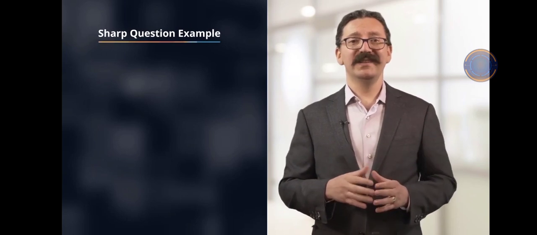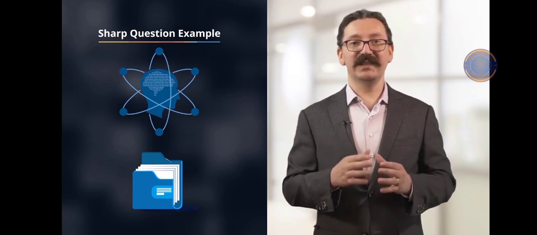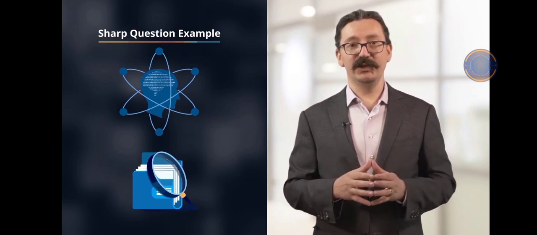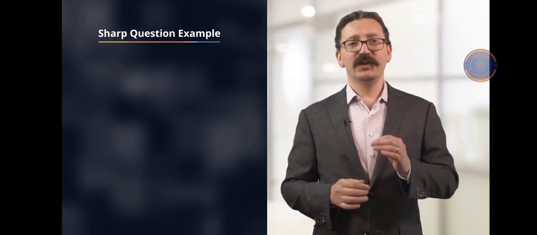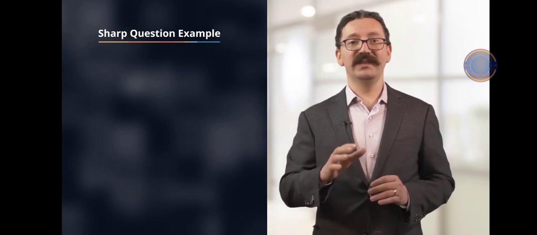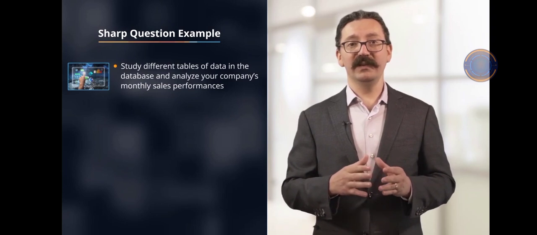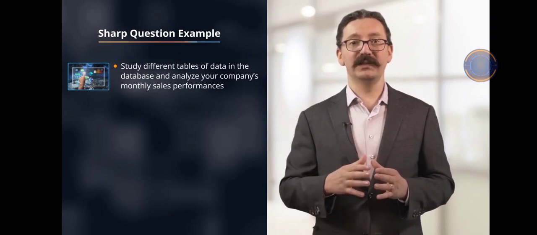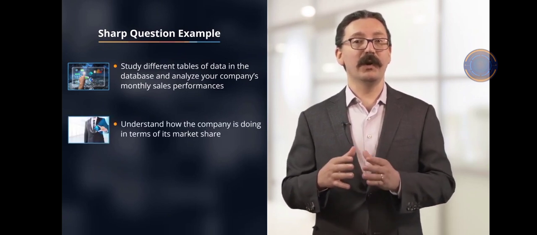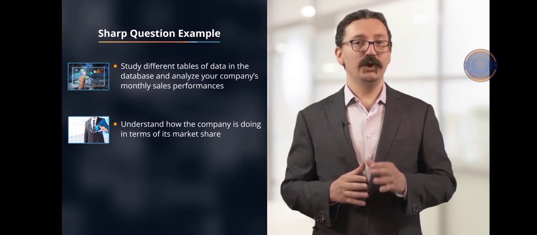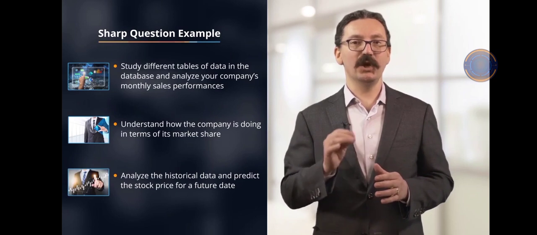As we already know, the data scientist takes the raw data and feeds it into a database in a systemic format for further investigation. Now, let us take an example for better explanation. Suppose you're running a company and you are the CEO of this company. You want to study different tables of data from the database that we have and use it to analyze the company's monthly performance in terms of sales and ultimately the company's market share. Here, your main goal is to be able to analyze the company's historical data and predict stock price in a future date.